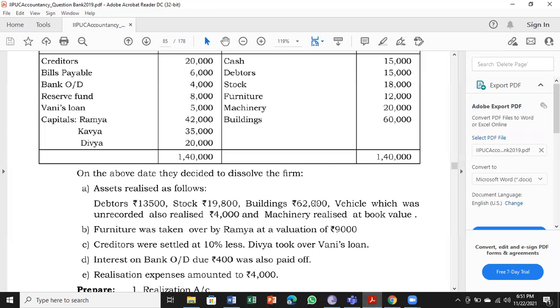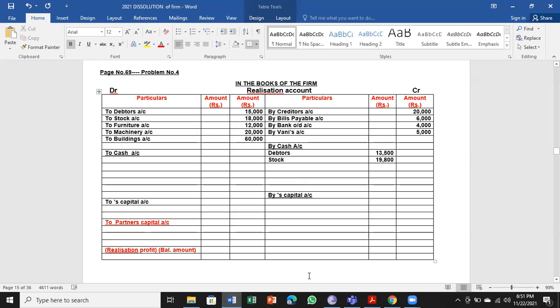Next, buildings 62,000 and vehicle which was unrecorded also realized 4,000. So buildings realized 62,000.